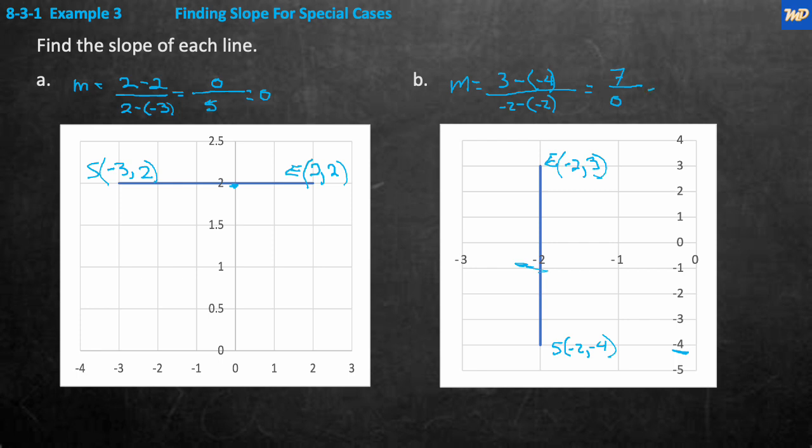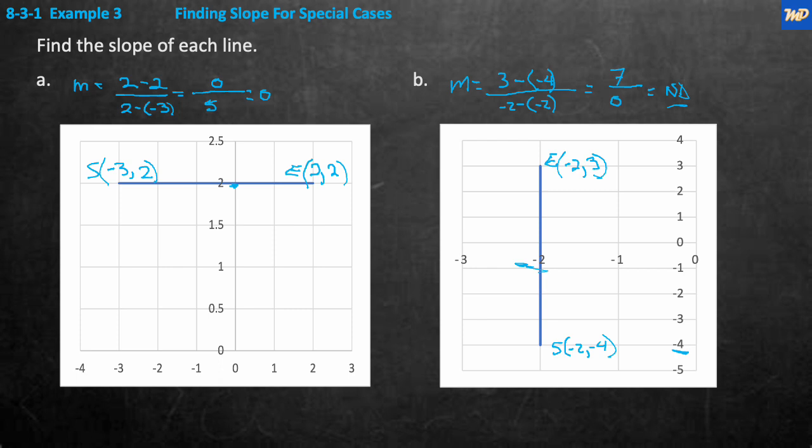And what is the answer to this one? Well, we've learned from the past that you cannot divide by 0. That's not defined. I'll say ND for not defined. So there is no slope here. You cannot have a slope in a vertical line.